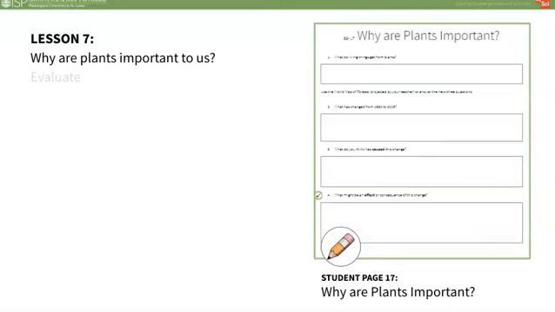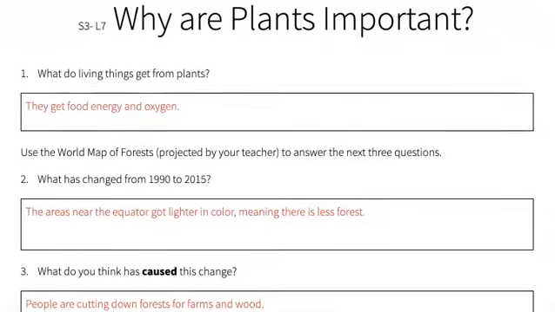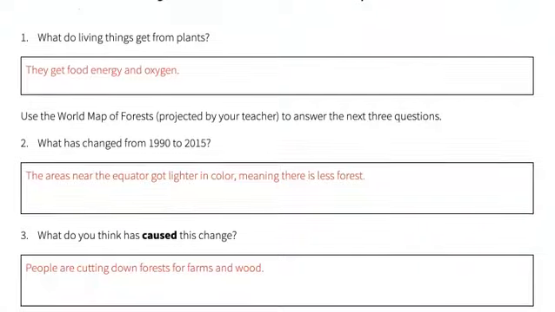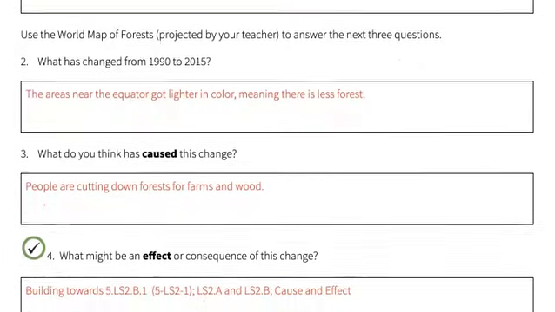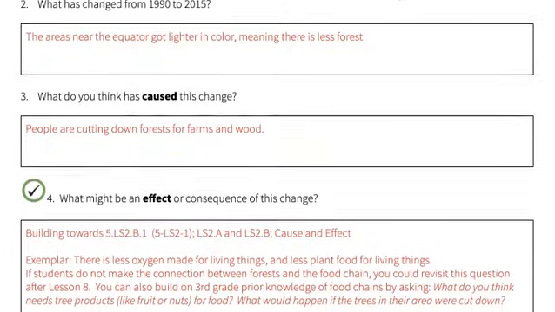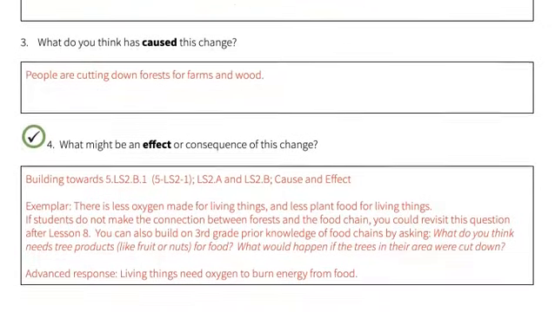In the Evaluate portion of this lesson, have students answer the questions on student page 17 on their own. Refer to the answer key for Why Are Plants Important in the teacher pages for more guidance and a formative assessment opportunity, which is indicated by the checkmark and a circle icon.